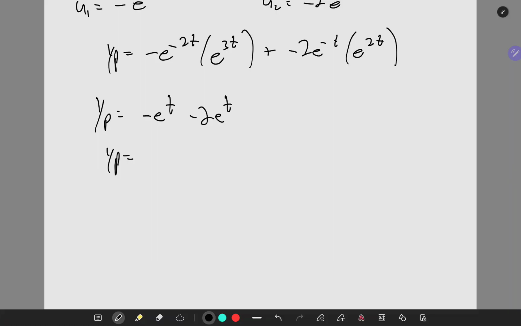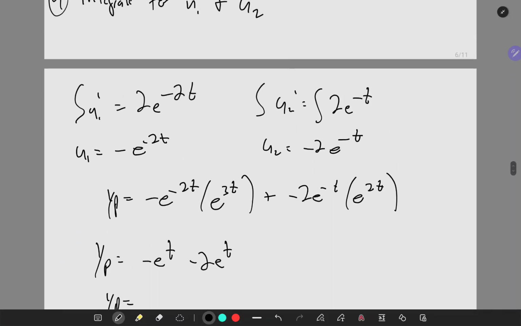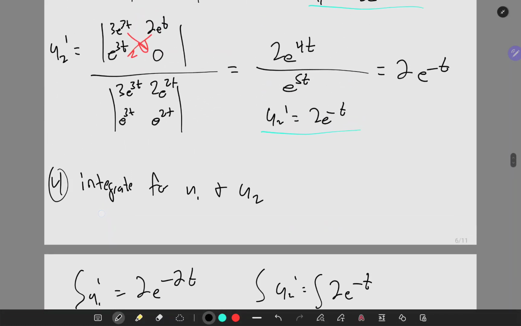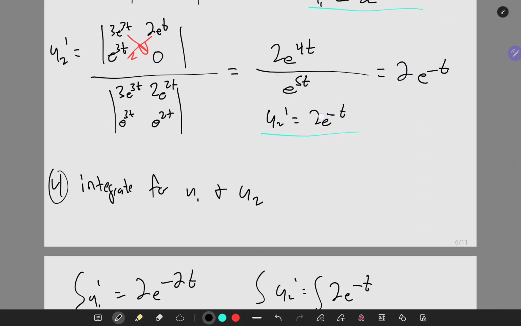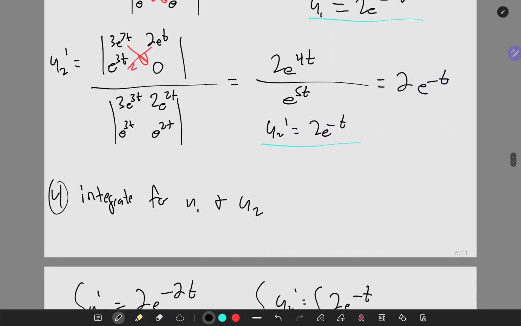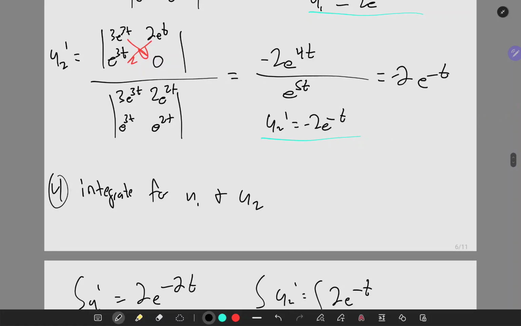Wait, something's not right. u2 should be positive too. I have a sign error. Why do I have a sign error? Oh, this should be negative? Oh my god. I did my determinant wrong. You're supposed to subtract that part, right? It's this minus the multiplication of those two. So if you saw that mistake, that's good, right? I was simply testing you.